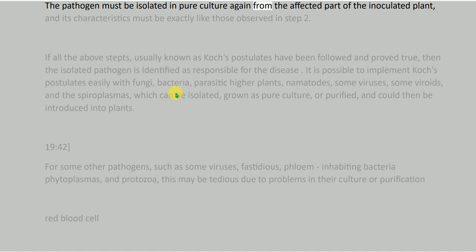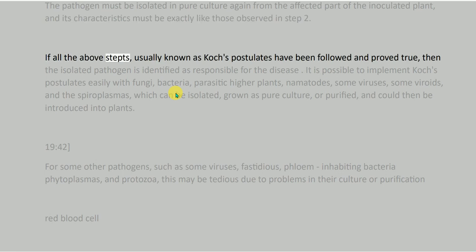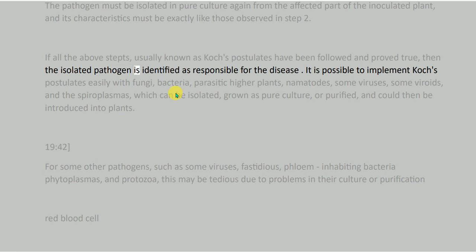The pathogen must be isolated in pure culture again from the affected part of the inoculated plant, and its characteristics must be exactly like those observed in step 2. If all the above steps, usually known as Koch's postulates, have been followed and proved true, then the isolated pathogen is identified as responsible for the disease.